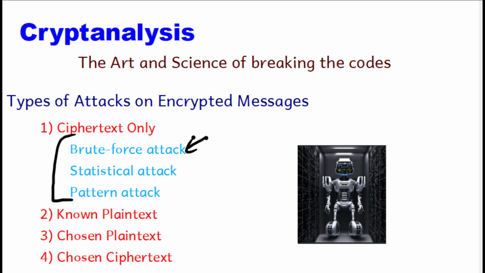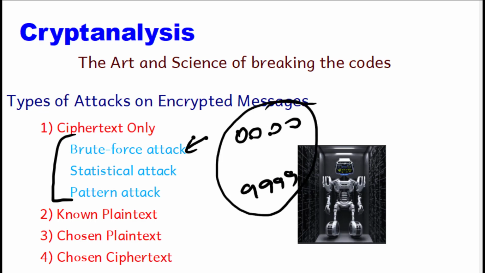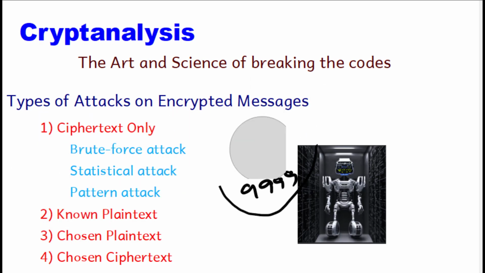Suppose the key is 4 digits, so she can try from all zeros to 9999. If it is a decimal number, she can try all the 10,000 combinations to get the key, to get that message recovered from the cipher text. Second is a statistical attack. Sometimes brute force attack becomes impossible because the key is very large. So the second type of attack is the statistical attack.